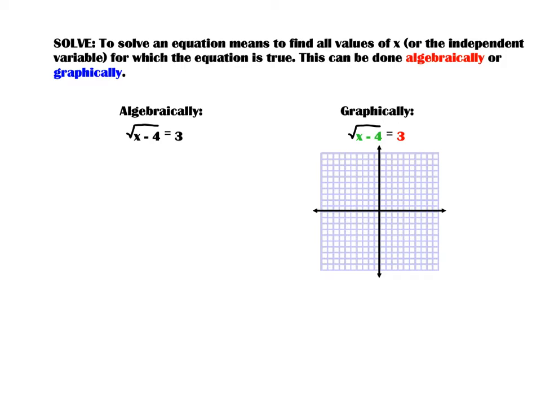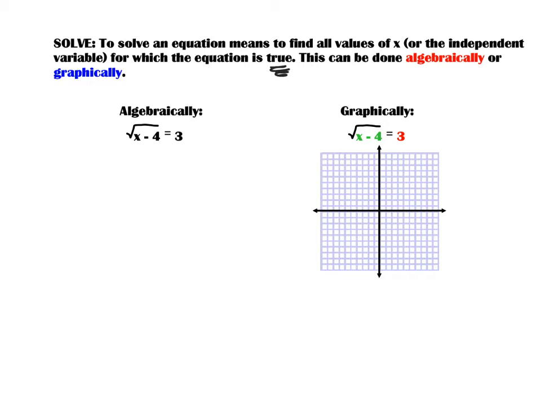Okay, so here we're going to define solving again: to solve an equation means to find the x values, or independent variable, for which the equation is true. It's very important that we go back and check our solutions today so that we can find whether or not the solutions we found were actual solutions or extraneous solutions. So let's jump in and algebraically solve this first, and then we'll look at it graphically.